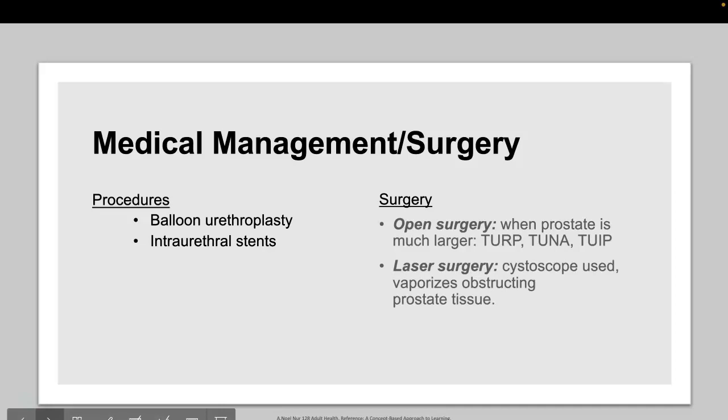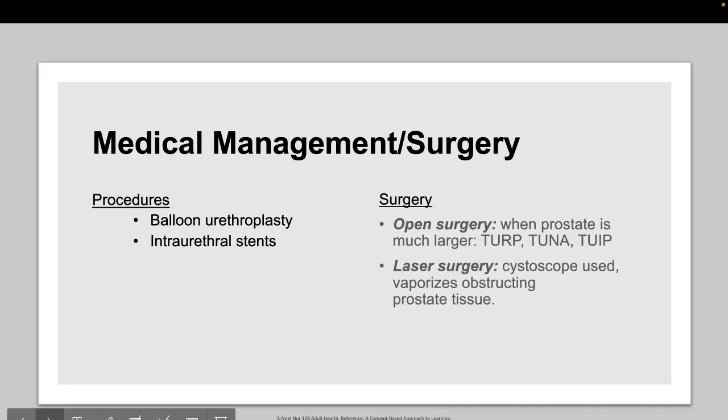Depending on the severity, they may need to put stents in. Stents are wired-looking devices that they place in the urethra via the catheter used to do the urethroplasty. They push the stents in, deflate the balloon, and take the catheter out, but the stents stay in place, and that helps keep the urethra open and the urine flowing. Now, if they choose to do surgery, there's laser surgery, which some of your younger urologists may be performing.